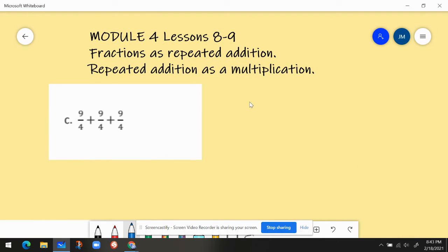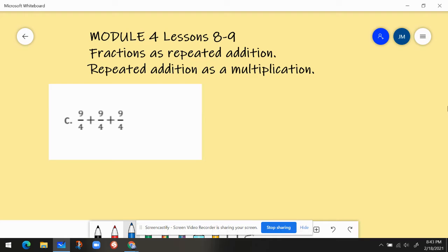Here's your coach, Mr. Magno, one more time with a small tidbit of information: how to solve fractions as repeated addition or repeated addition as a multiplication. All right, so here we go. Let's look at the first example. We already have it set up for us.